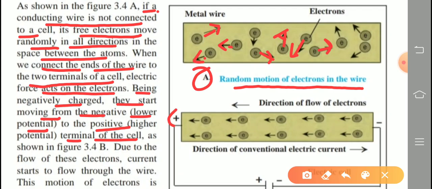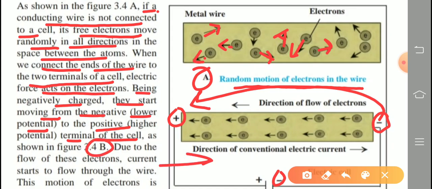Here, the positive terminal means nothing but the higher potential terminal, and the negative terminal of the cell means nothing but what? The lower potential terminal. So we already learned that electrons are flowing in which direction? From negative to positive, as shown in figure B here. Due to the flow of these electrons, current starts to flow through the wire.